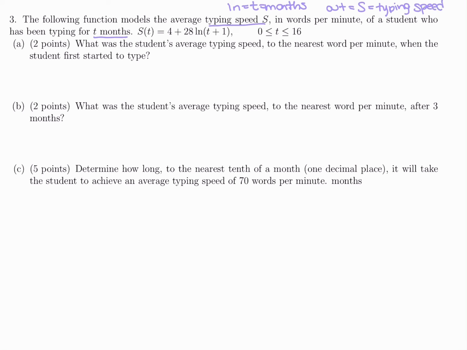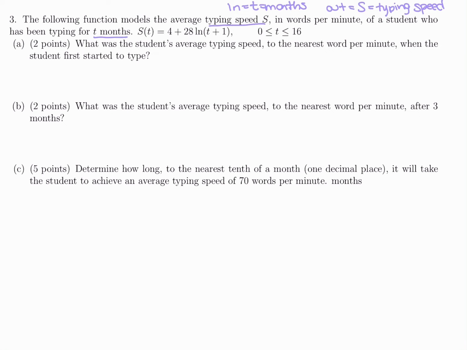We can assume that the longer somebody's been typing, the faster they're going to get, up to a certain point. So this is between 0 and 16 months. At some point, they max out. Just because you've been typing for so long doesn't mean eventually you can type 1 billion words per minute. After 16 months of practice, they max out, is what that time frame means.